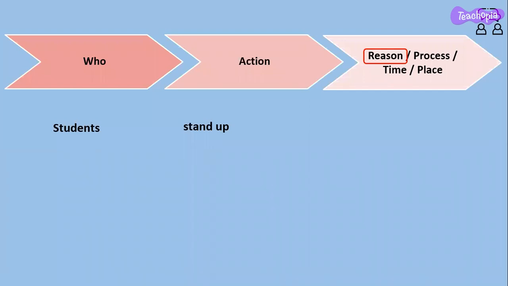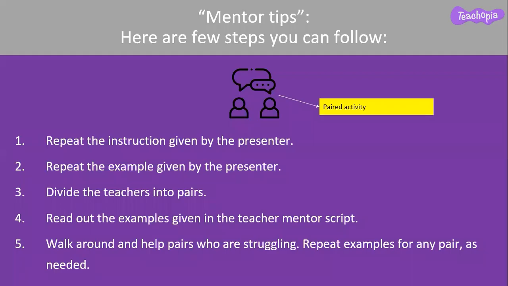So here we need to help teachers add information in the third block and extend the instruction. When it comes to a paired activity, here are a few steps that you will follow. One, you will repeat the instruction given by the presenter. Second, you will repeat the example given by the presenter. Third, you will divide the teachers into pairs. Fourth, you will read out the examples given in the teacher mentor script. And five, you will walk around and help pairs who are struggling.